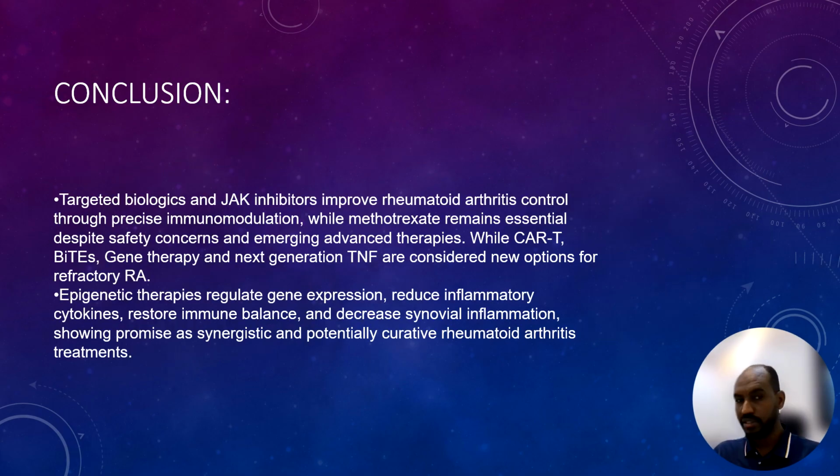In conclusion, targeted biologics and JAK inhibitors improve rheumatoid arthritis control through precise immunomodulation, while methotrexate remains essential despite safety concerns and emerging advanced therapy. CAR and BiTEs, gene therapy, and next generation TNF inhibitors are considered new options for refractory rheumatoid arthritis. Epigenetic therapy regulates gene expression, reduces inflammatory cytokines, restores immunity, and decreases synovial inflammation, showing promise as a synergistic and potentially curative rheumatoid arthritis treatment.